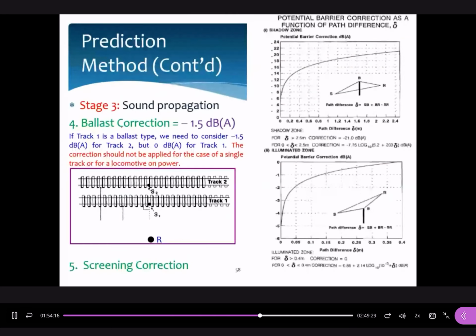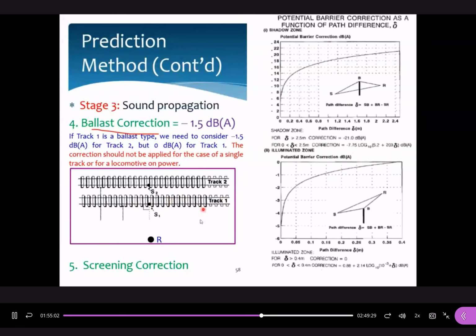Now, barrier corrections, minus 1.5 dBA. What is the meaning of that? Please pay attention to this one. If there is only a single track, no matter whether it is a barrier form or a non-barrier form, you do not need to make corrections. The circumstance where we need to consider this is when we have two parallel tracks, track number 1 and track number 2. When you consider the presence of these double tracks to the receiver, we need to analyze the data one by one. You cannot directly analyze both of them together.